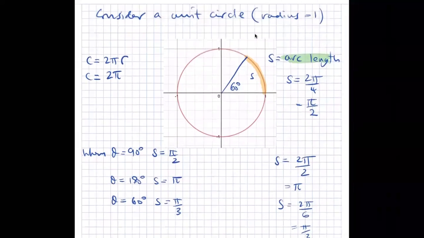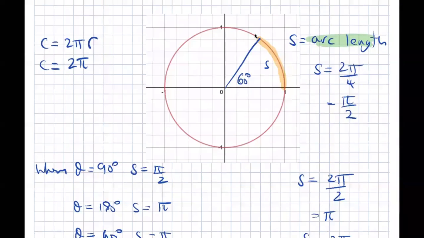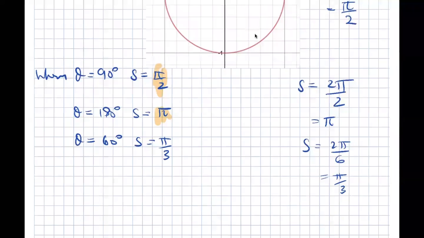Now I just want you to consider those 3 angles and their corresponding arc lengths, because we might be able to see a pattern and carry on from there. So 90 degrees, we've got pi over 2, which is this one over here. 180 degrees, I've got pi. 60 degrees is equal to pi over 3.